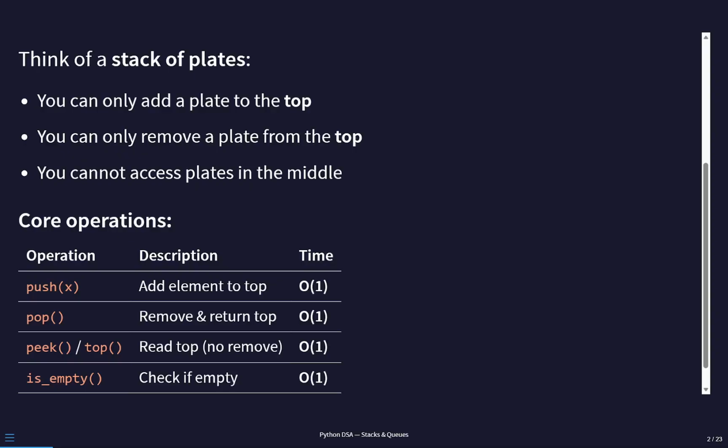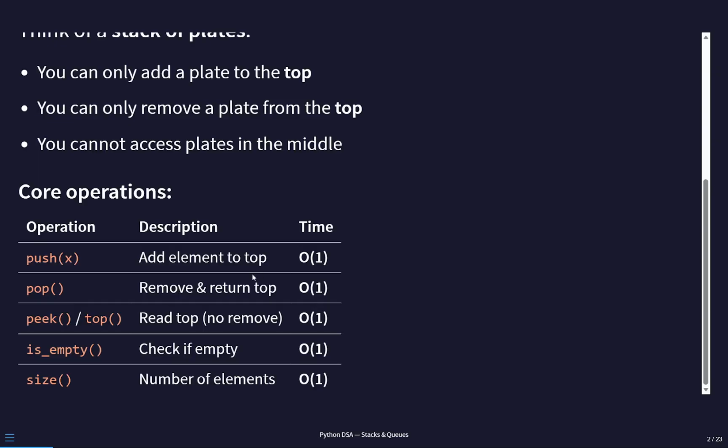Five core operations, all in constant time. Push adds an element to the top, O(1). Pop removes and returns the top element, O(1). Peek reads the top element without removing it, O(1). is_empty checks whether there's anything in the stack, O(1). And size returns the element count, O(1). Everything is constant time. There's no scanning, no searching, no shifting.